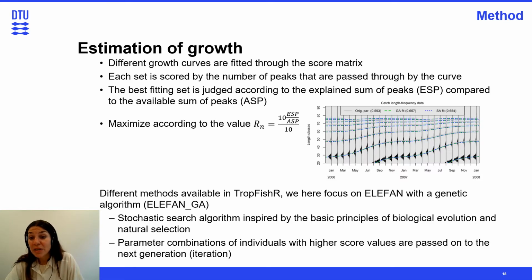Different methods to estimate growth are available in TropFishR. We here focus on ELEFAN with a genetic algorithm, or ELEFAN GA. This is a stochastic search algorithm inspired by the basic principles of biological evolution. Here, each iteration, the best parameter combinations, or the combinations with the highest fitness, are then passed on to the next generation or iteration.